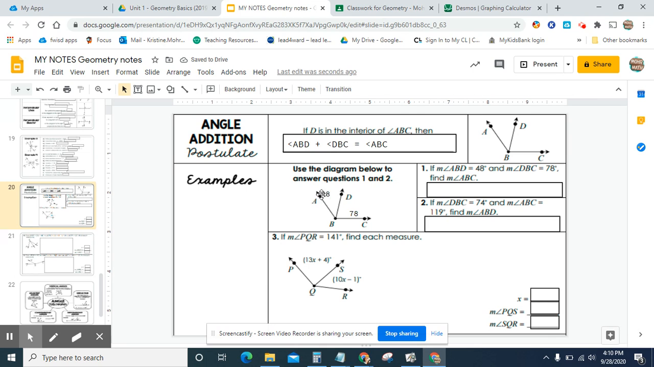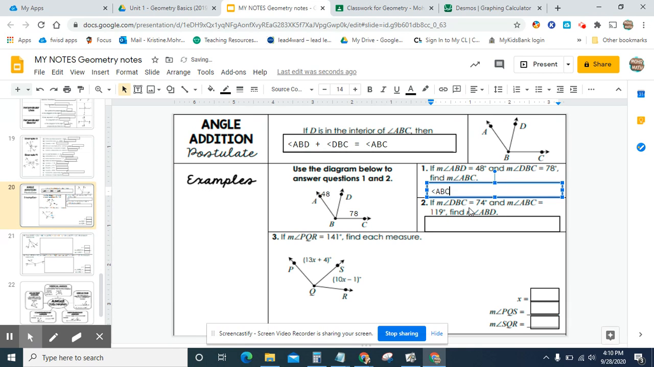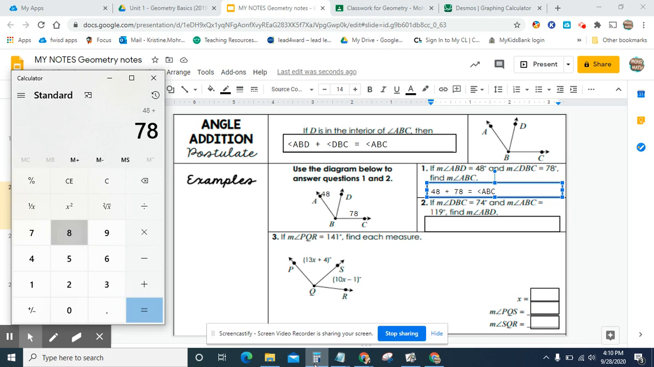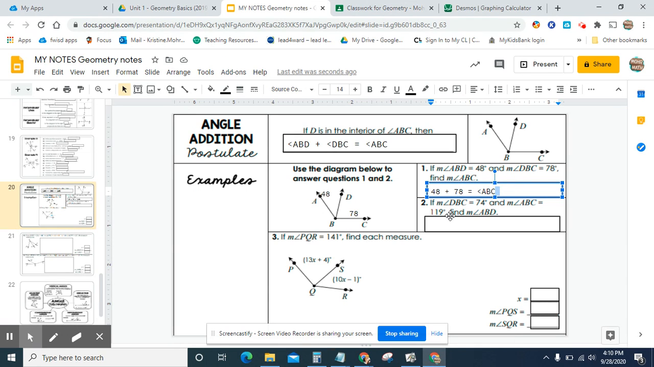Then we need to find out the entire angle, ABC. Well, we know that if we do angle ABD and add angle DBC, that's going to give us that whole measure of the angle ABC. So ABD, we already know, is 48. So 48 plus angle DBC, which is 78, is going to equal my angle ABC. Well, 48 plus 78 gives me 126. So angle ABC is equal to 126.